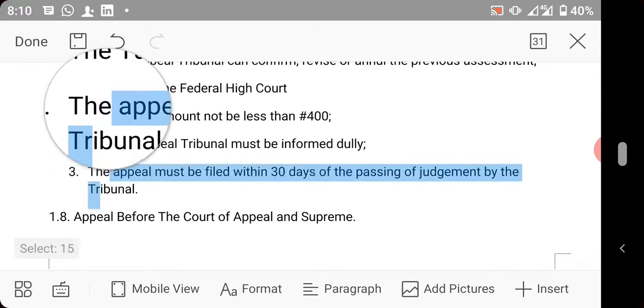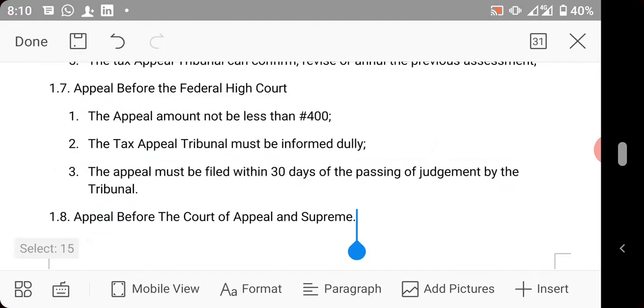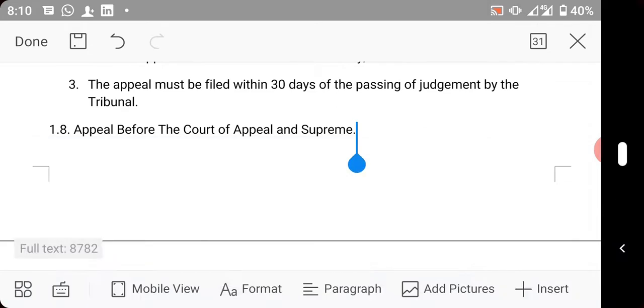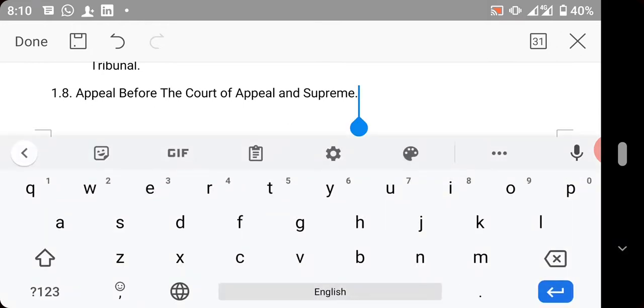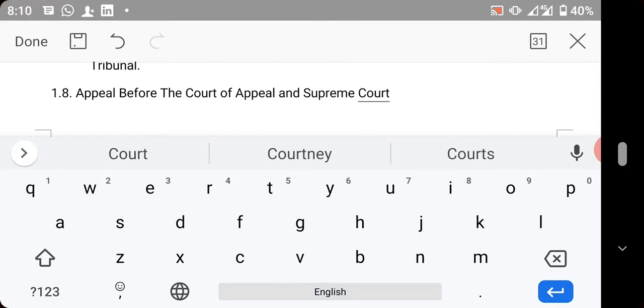Then if the judgment passed by the federal high court is not satisfactory to the appellant, he has the right to appeal further to the Court of Appeal and also the Supreme Court. So that is that for today's class. It's actually a short class because it's theory, and I hope this makes sense to you.